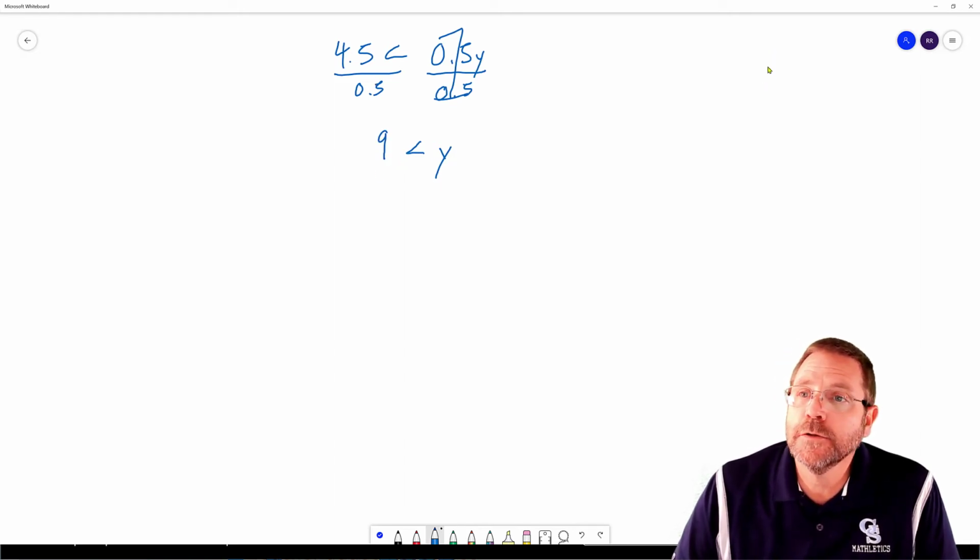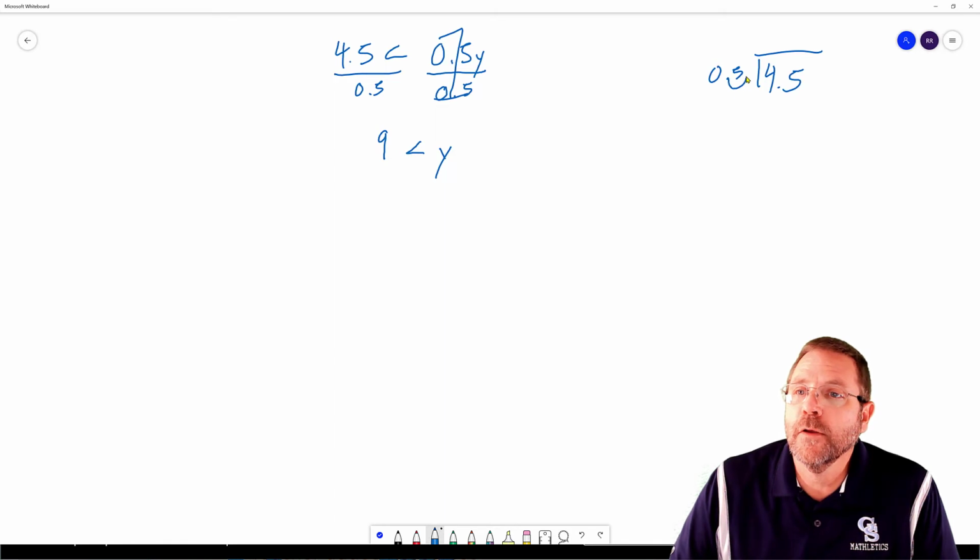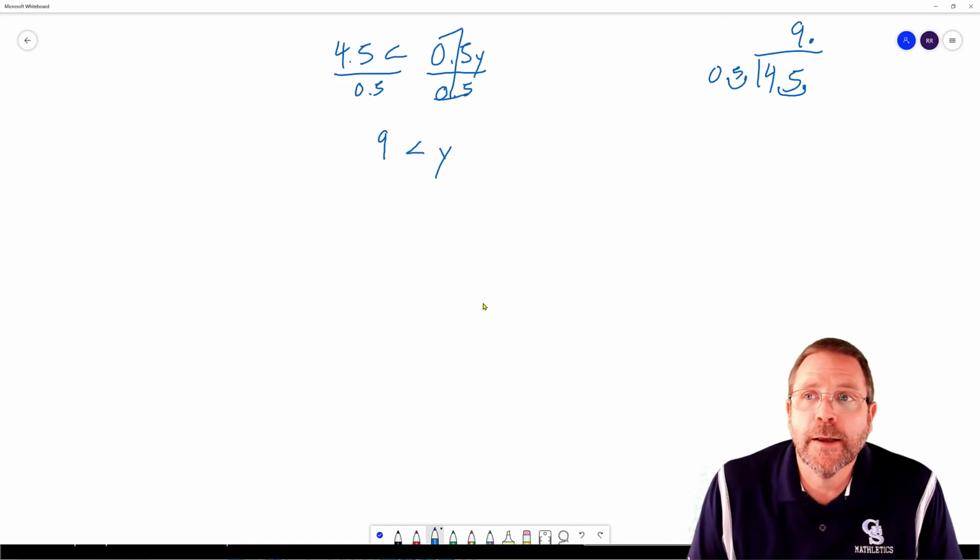Now, yes, I did just do that in my head, but we can prove it too by taking the 0.5, bounce a decimal to the wall, bounce a decimal inside the house, same number of places to the right, and it goes up. How many times does 5 go into 45? It goes into it 9 times. From there, that's our answer.